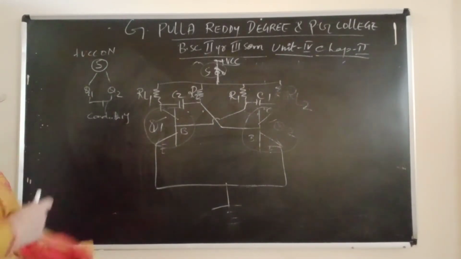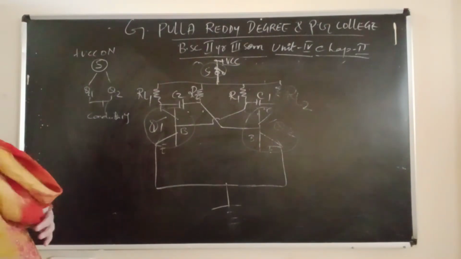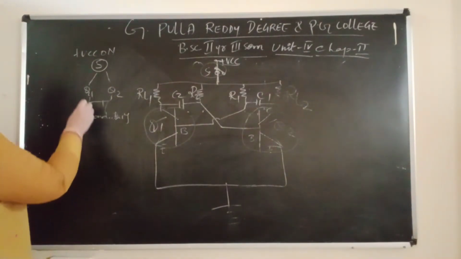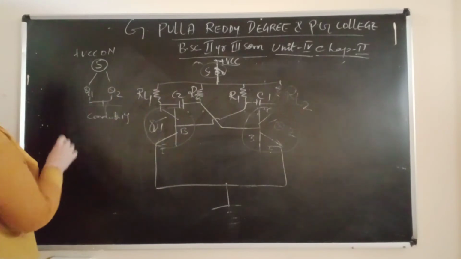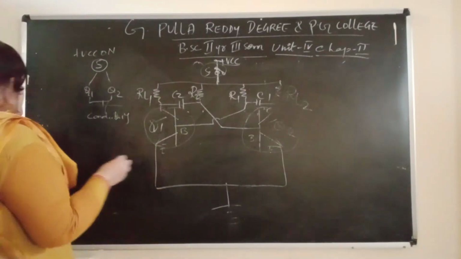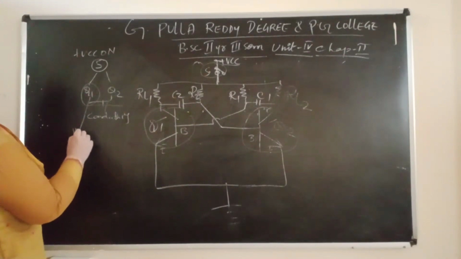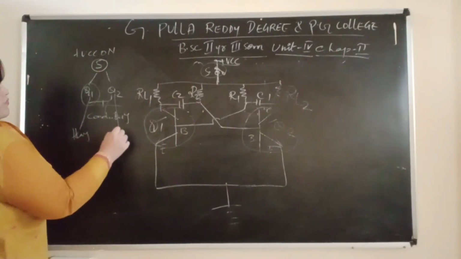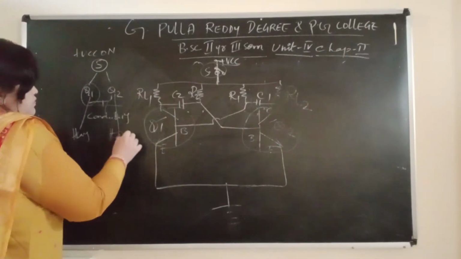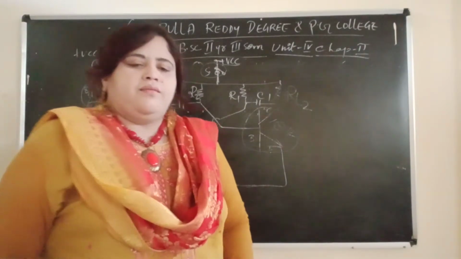Okay, both the transistors Q1 and Q2 will start conducting. Since both transistors cannot conduct heavily at one time, let us consider that Q1 is conducting more heavily than Q2. Q1 will be conducting more rapidly than Q2.